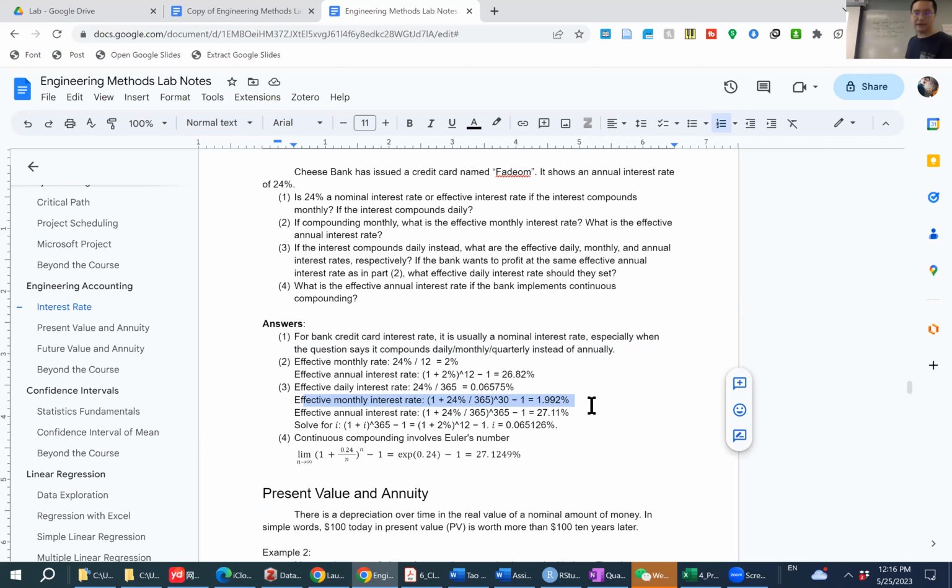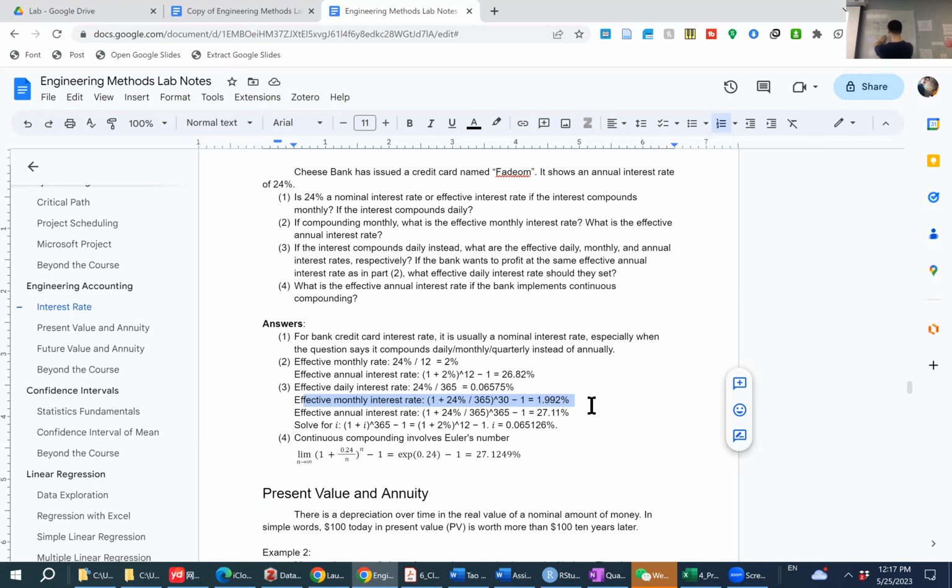Okay, if the interest compounds daily, how can we find the effective monthly rate? This is not using the same idea. We can easily find that. We simply use this. Because it's still compounding daily, but we want to find an effective monthly interest rate, right? So the interest part is the same. We still divide the 24% by 365.